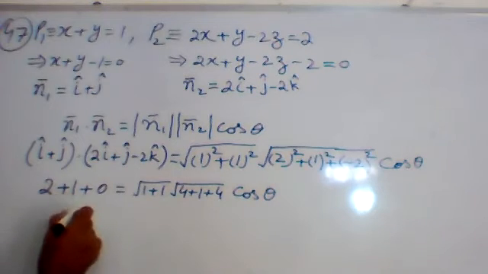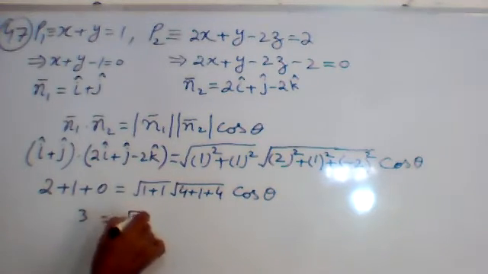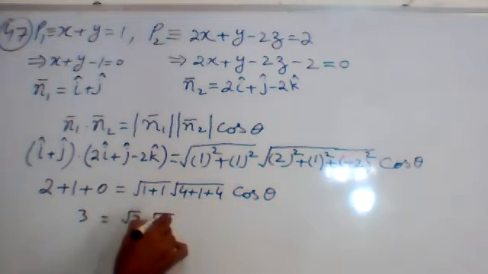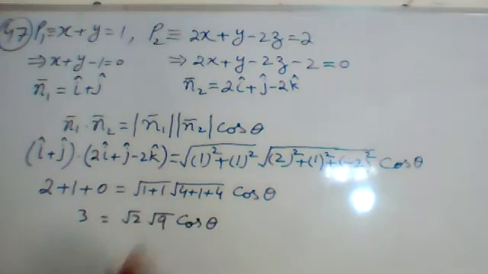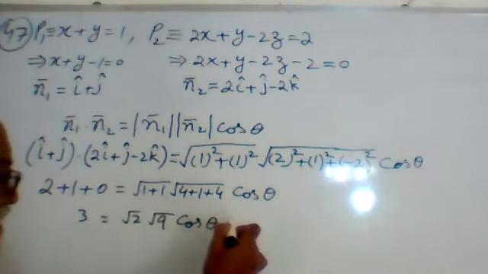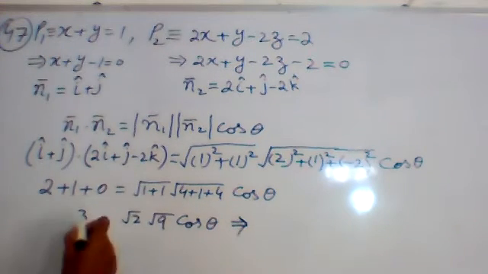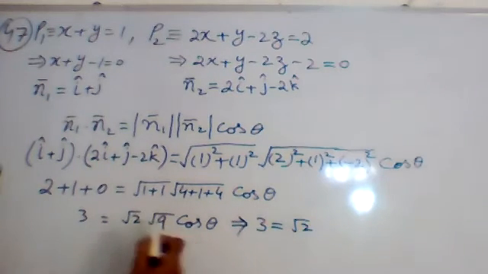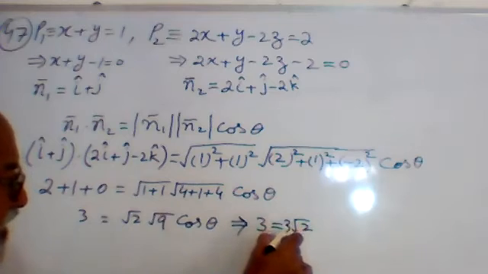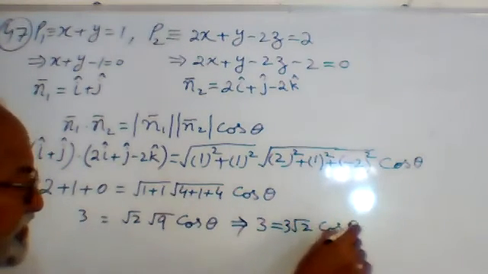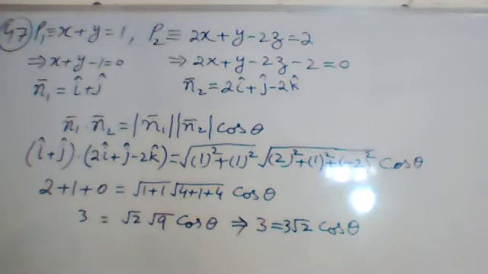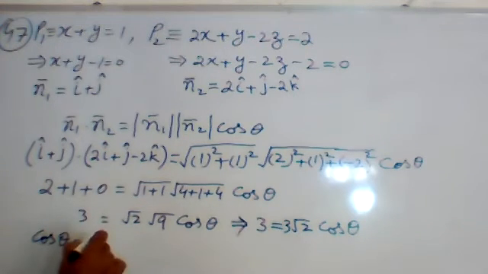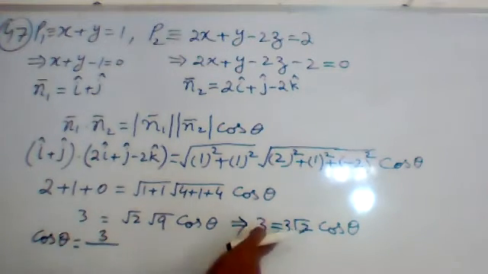Now this is 2 plus 1 will be 3, equal to under root 2 into under root 9, into cos of theta. It will become 3 equal to under root 2 into under root 9, which will be 3, into cos of theta. So cos of theta will become 3 upon 3 under root 2.